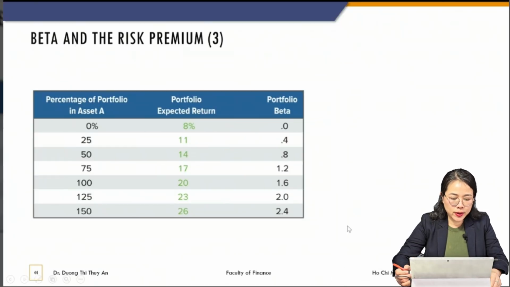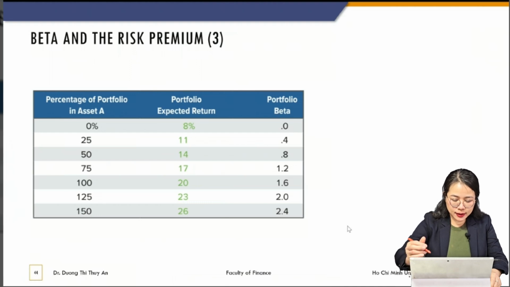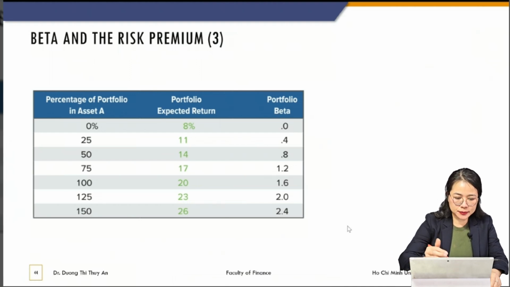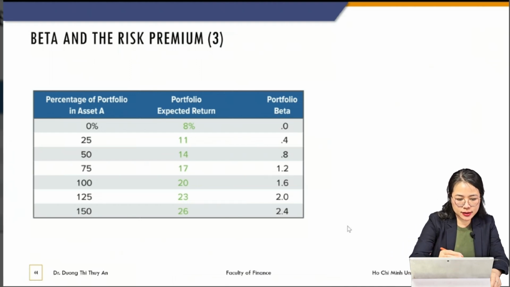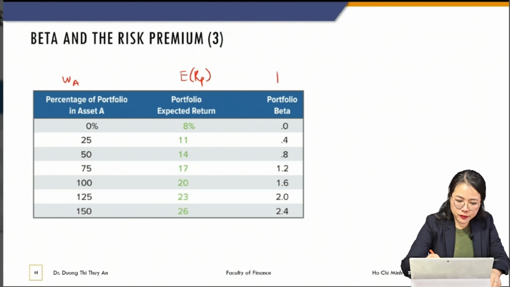Okay, so when we allocate the percentage of the portfolio in asset A from 0 to 150%, we come up with this table. This is WA, and of course, when you know WA, you know the weight in the risk-free asset. And this is the expected return of the portfolio, and this is the portfolio beta.